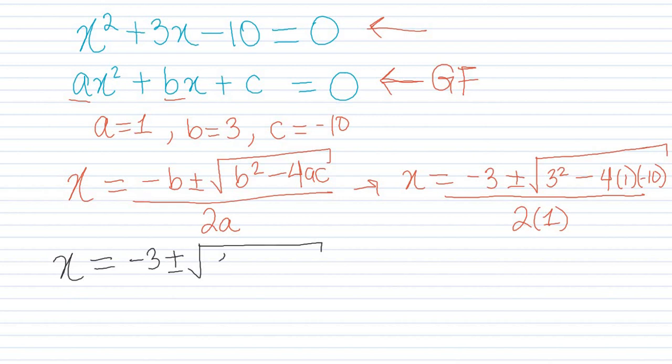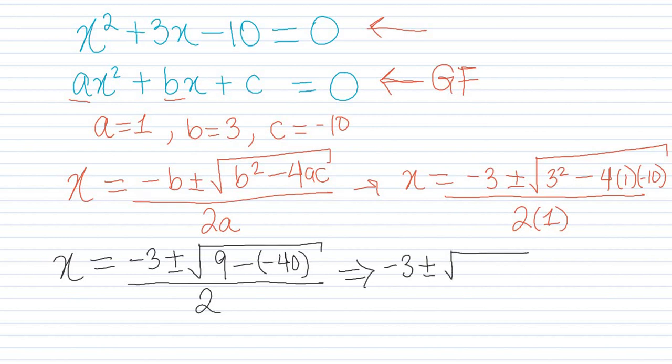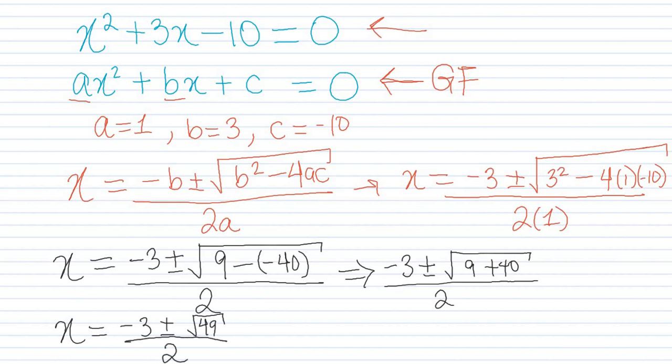3 squared is 9 minus 4 times 1 is 4. 4 times negative 10 is negative 40. So 9 minus 40 divided by 2. So this is equal to negative 3 plus or minus 9 plus 40, which equals 49. So x equals negative 3 plus or minus the square root of 49 divided by 2.